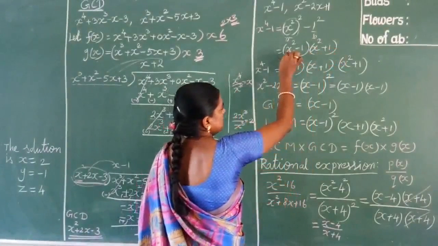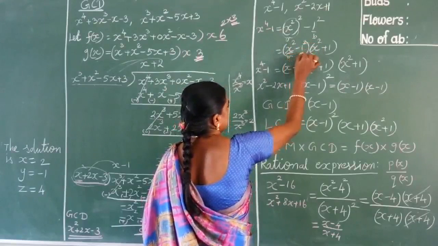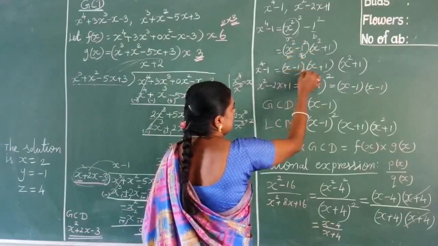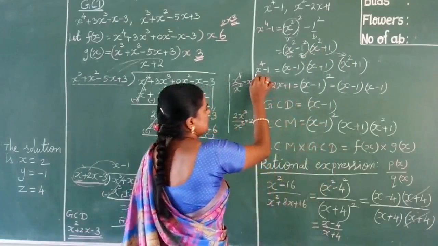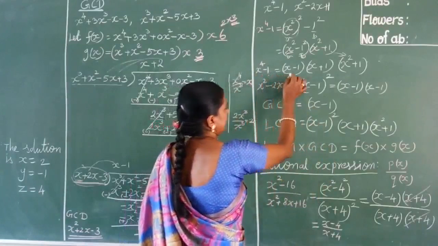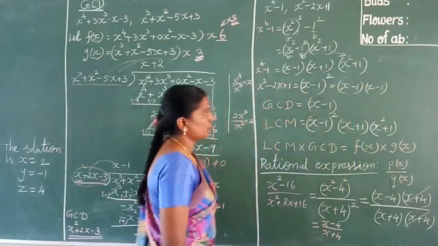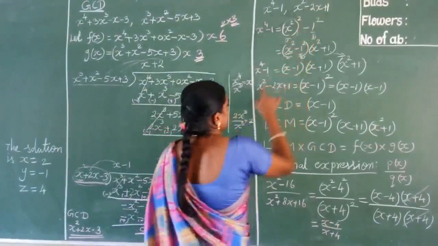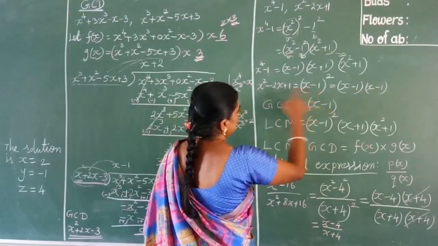So again this x square minus 1 square is in a square minus b square format. So again write a minus b into a plus b, and write this one as it is. So at last x power 4 minus 1 equals x minus 1 into x plus 1 into x square plus 1. And the second polynomial x square minus 2x plus 1 equals x minus 1 whole square.